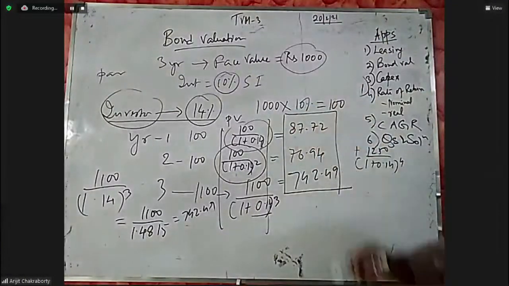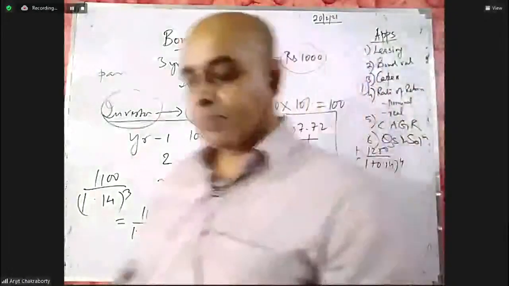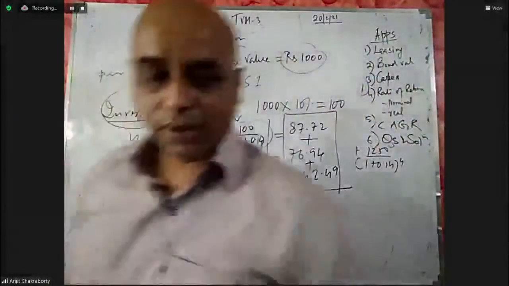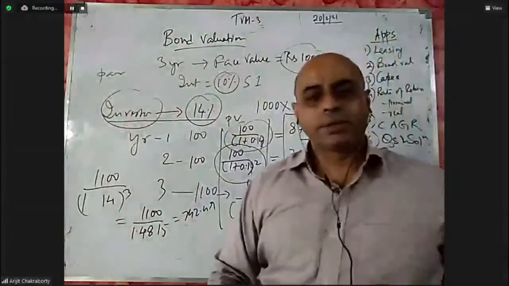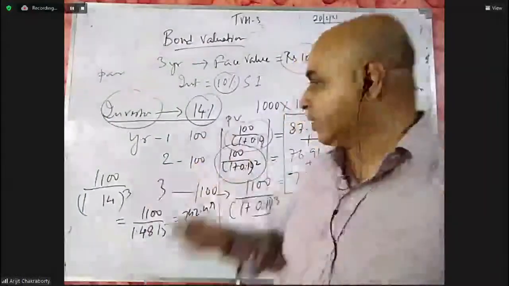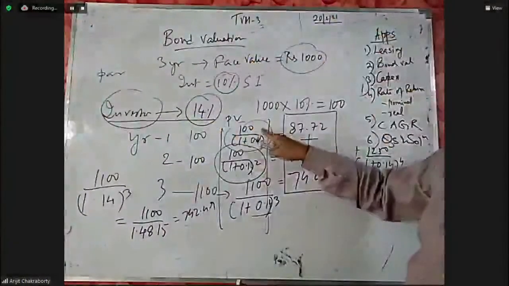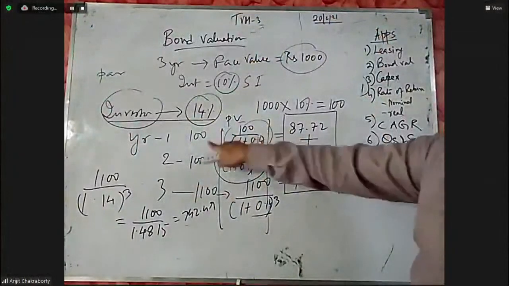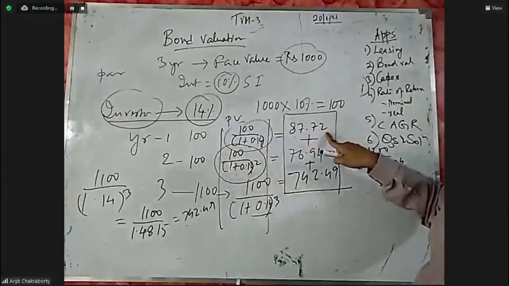I just add up these 3, this plus this plus this. So the total present value which the investor is getting. He is getting 100 rupees after the end of 1 year. His expectation is 14% return. So the present value of 100 rupees after 1 year at 14% interest is 87.72.